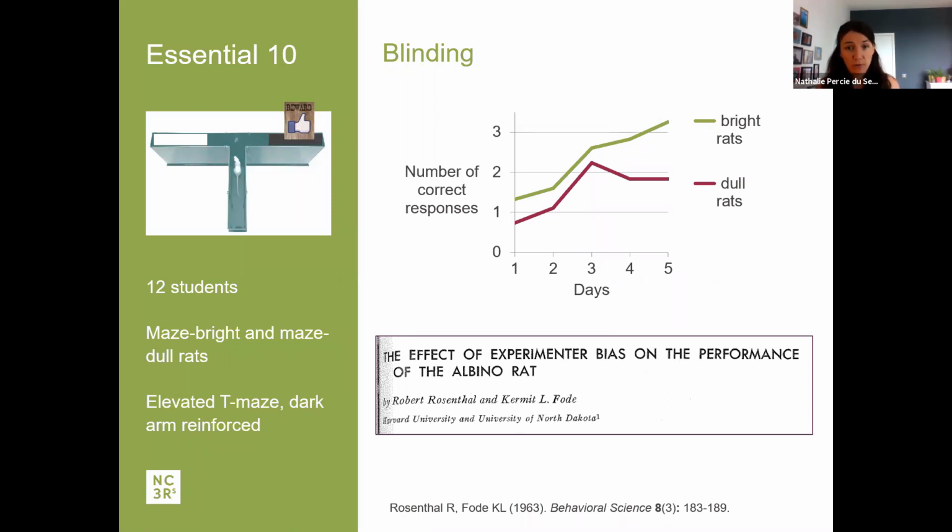The rats were put through a T-maze, which had a white and a dark arm. The dark arm was reinforced, so rats would get a reward and learned to go to the dark arm. After the training phase, the experiment was carried out over 5 days, and the students just counted the number of correct turns to the dark arm. So as you can see on the graph, the maze bright rats did significantly better than the maze dull rats.